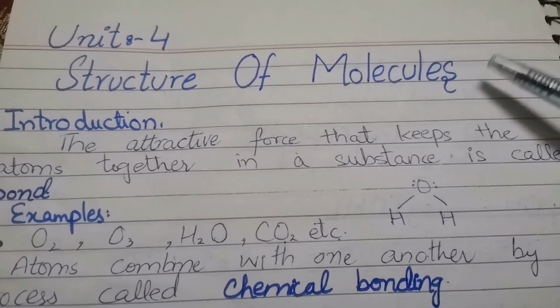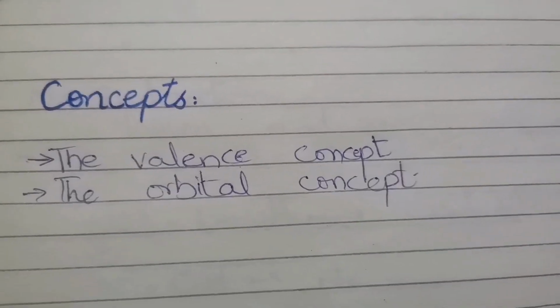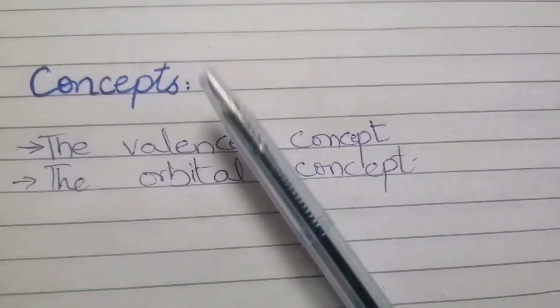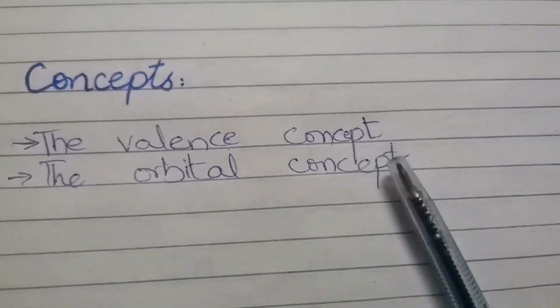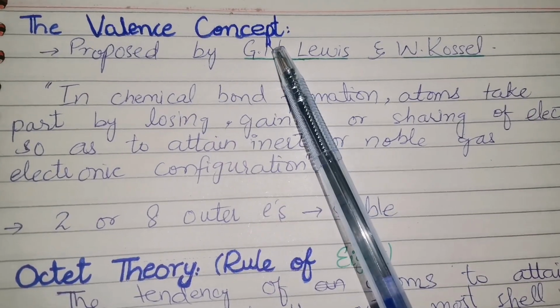In today's lecture, I am going to continue the structure of molecules. Today, I will explain the concepts that explain molecular bonding. The first concept is the valence concept and the second concept is the orbital concept. The first concept is the valence concept.